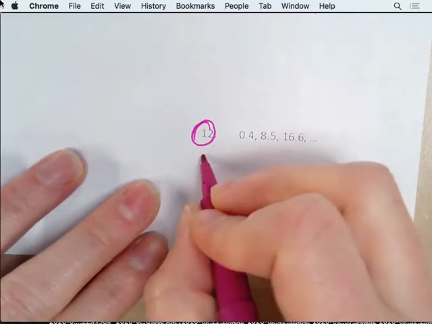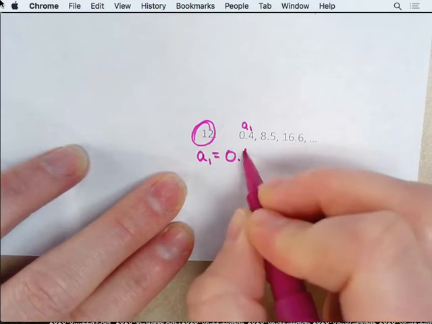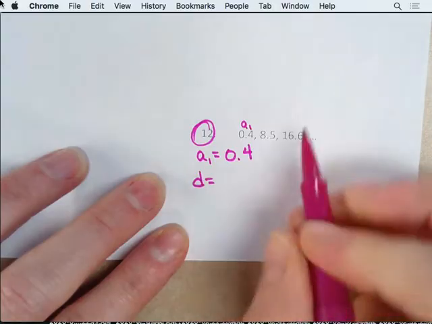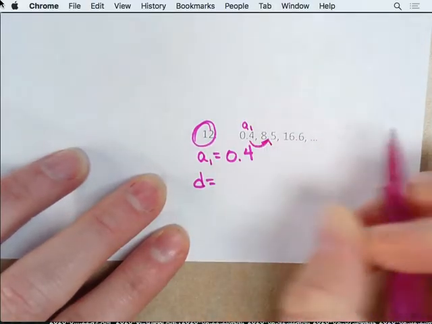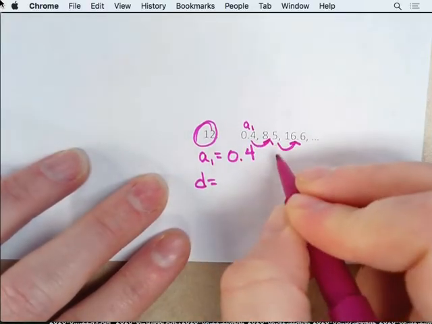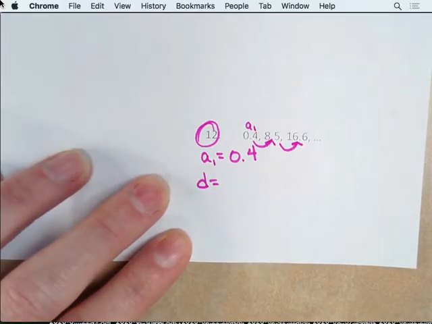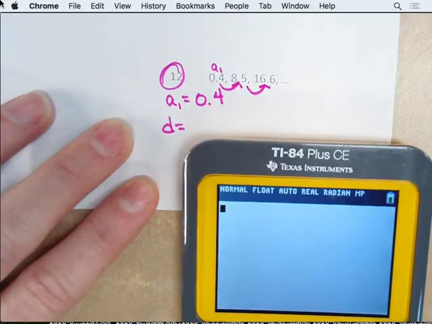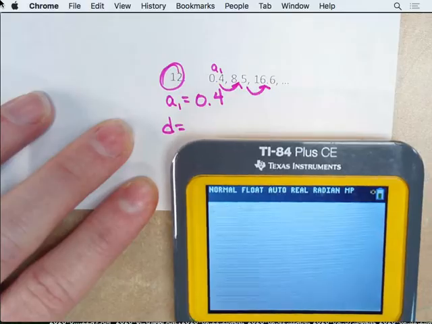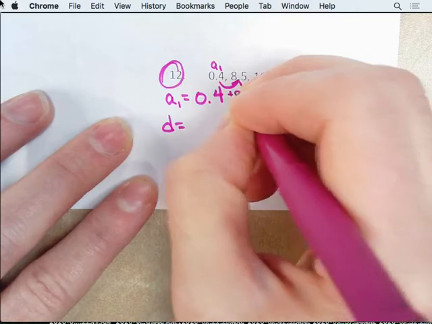So number 12, A1 is our first term. This is A1, 0.4. And then D is our common difference. So you got to see what is being added to 0.4 to get 8.5. So to see what's being added, you subtract 8.5 and 0.4, and it comes out 8.1. So our pattern is plus 8.1.